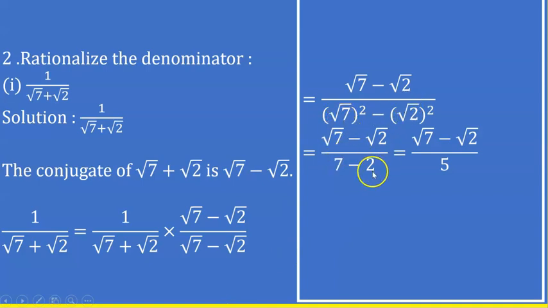You will get here 7 minus 2. That is, the square of root 7 is 7. Square of root 2 is 2. 7 minus 2, you will get here 5. And hence the answer is root 7 minus root 2 upon 5. And hence the denominator is rationalized.